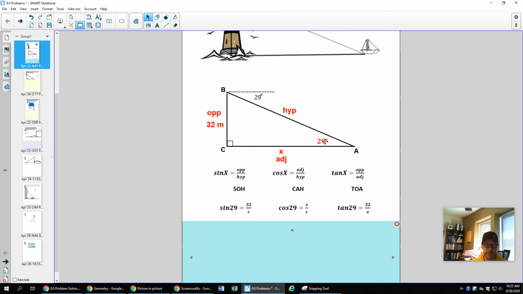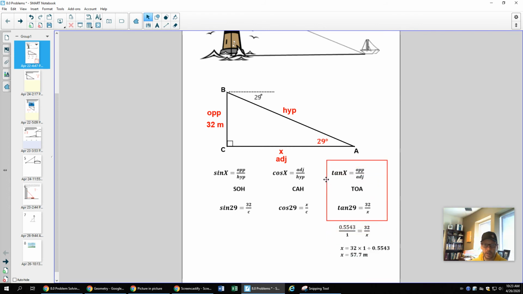Again, cos of 29 degrees: adjacent is X, and hypotenuse is still C because there's nothing here. And then tan of 29 is opposite over adjacent, so tan of 29 is 32 over X. Looking at my three ratios, I know I'm going to work with my tangent ratio to solve my problem. Tangent is the one that I'm going to work with. That's the information that's given to me.